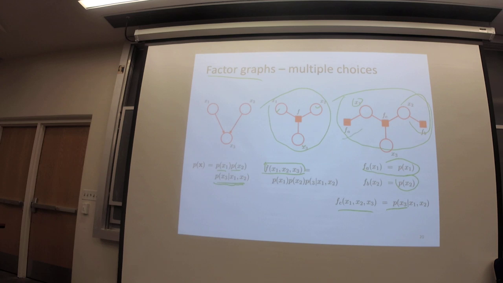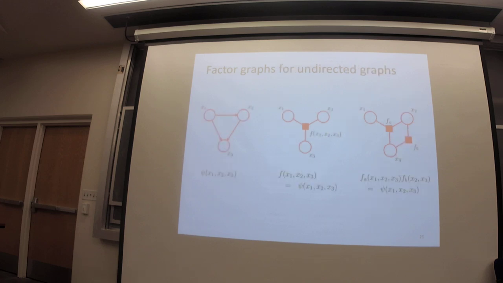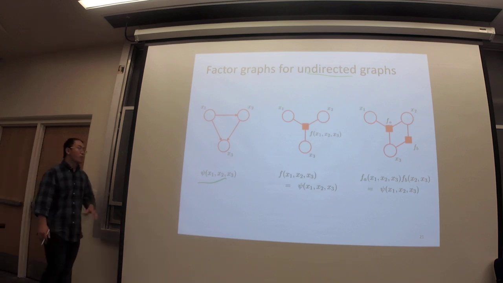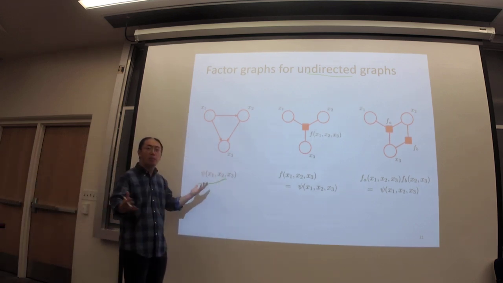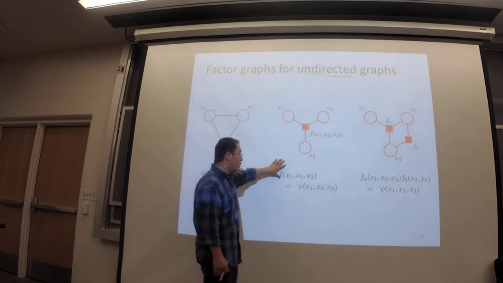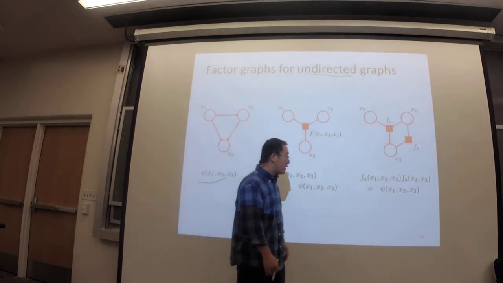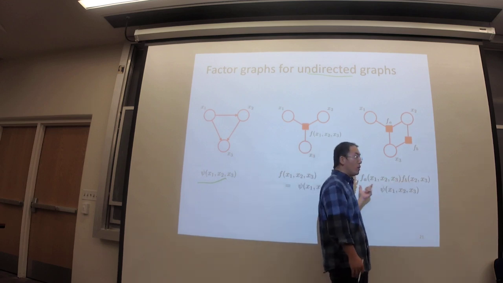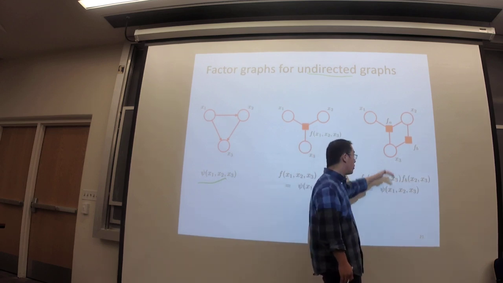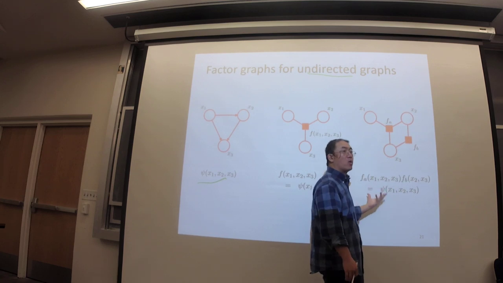You say fa connects to x1, fb connects to x2, and c connects to all three. Right? And a similar thing happens to undirected graphs. If your potential function defined on this maximum clique is not decomposable, then you have no choice. You have to define a factor as your potential function. But if your potential function can be factorized as a product of two terms, you can define your factors accordingly.